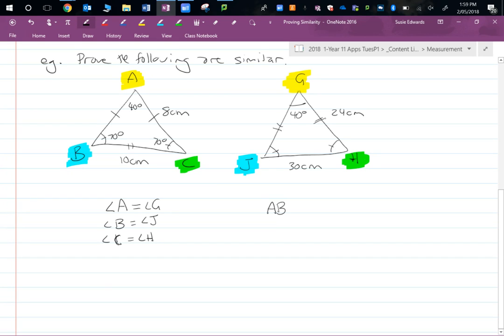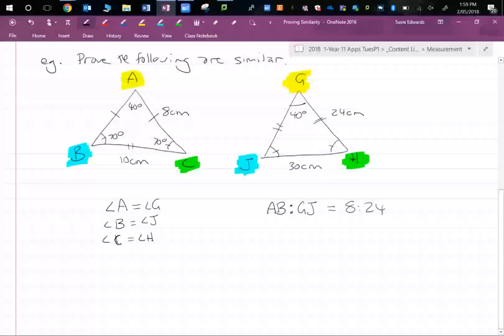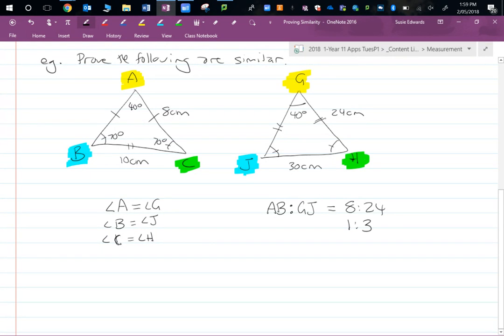All right, AB. Now, which is the corresponding side? GJ. Now, what if I said JG? It's not good. It has to be the same. Okay, so that's why I'm going yellow to blue, and then yellow to blue again. So I'm going to say the ratio from A to B and the ratio from G to J. Okay, that ratio is what? It is 1 to 3. I would actually start with saying 8 to 24, which is the same as saying 1 to 3. That's what that ratio is.